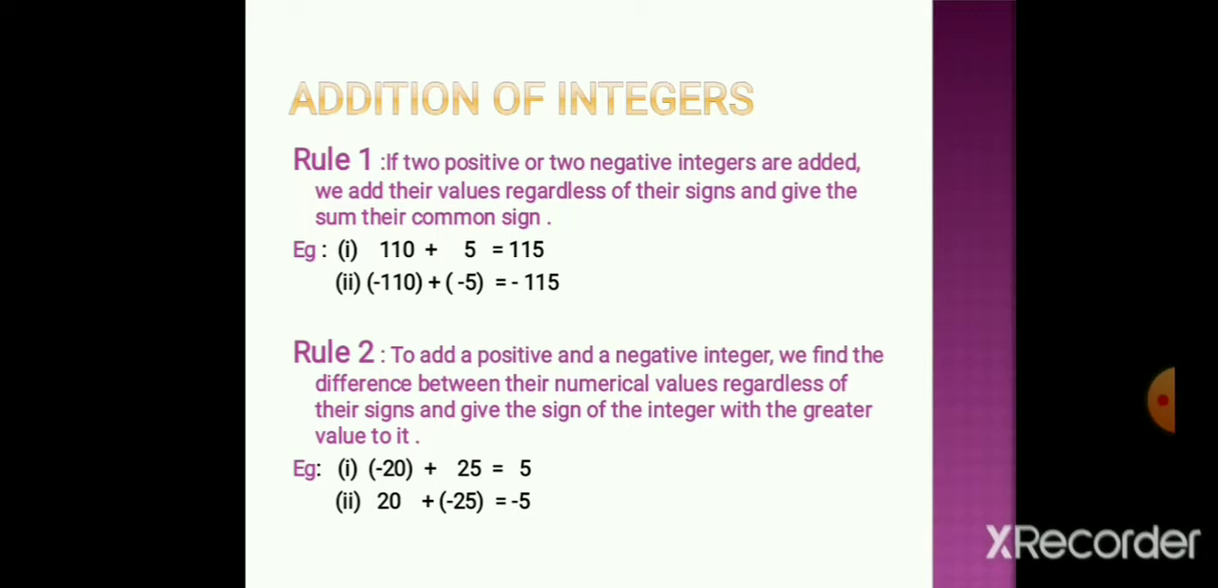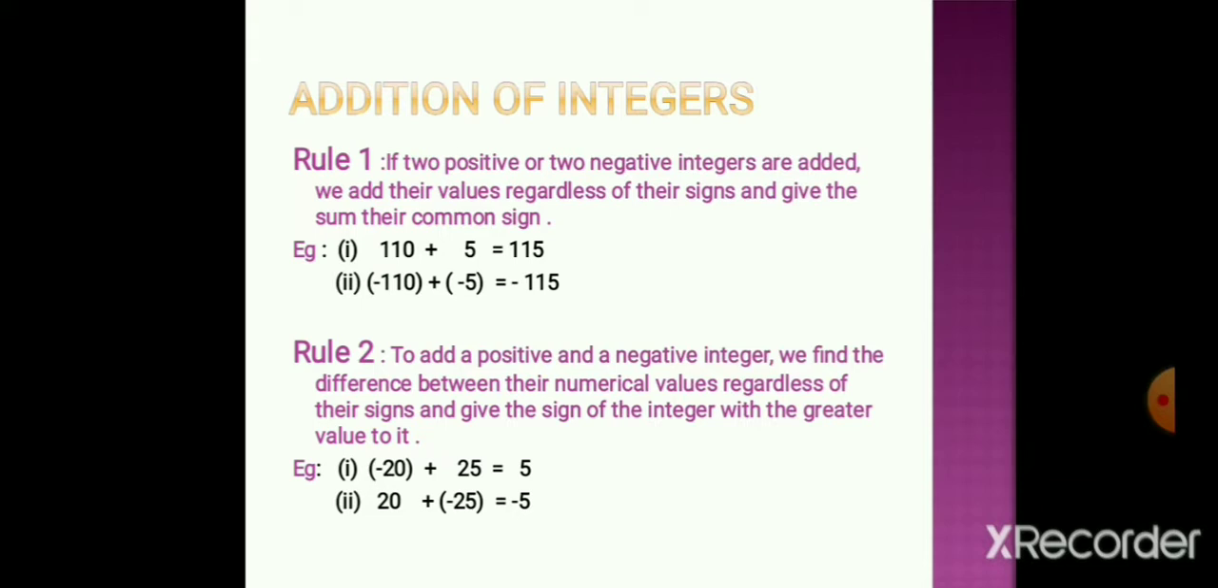Then if two negative integers are added, their signs are also the same. If two integers with like signs are added, we have to add them and then give the common sign. Minus 110 plus minus 5 is 115 and their common sign is negative, so the answer is negative 115. If we want to add two positive integers, we add and give a positive sign. If we add two negative integers, we also add but give a negative sign. Then we can go to rule 2.